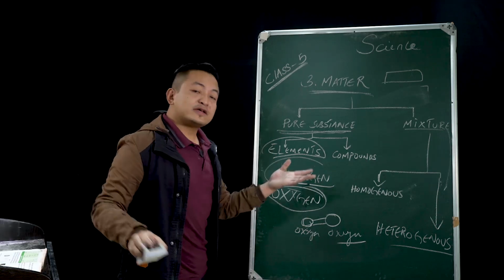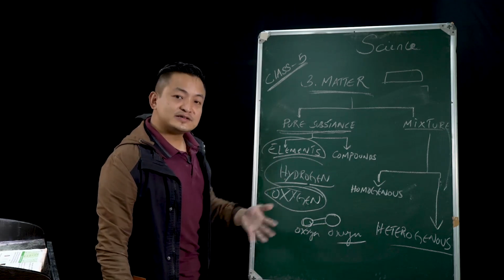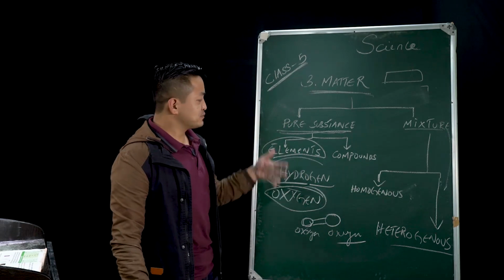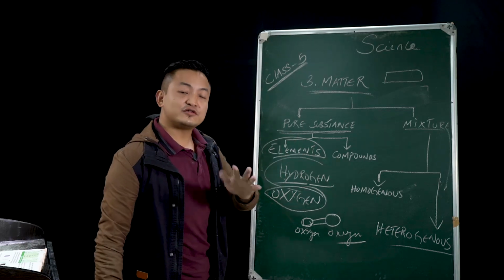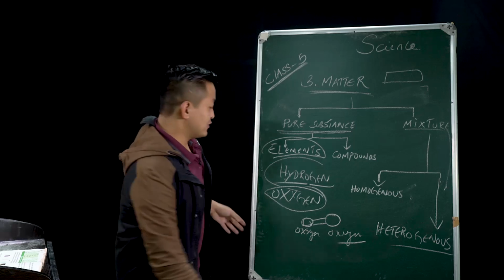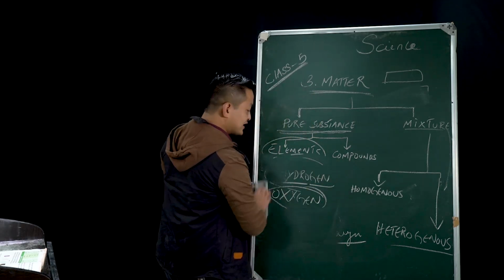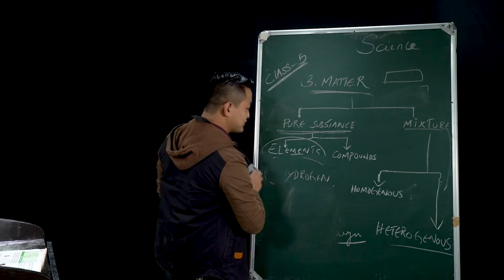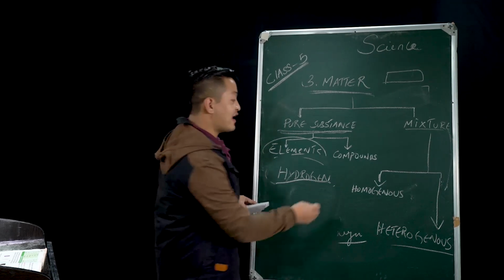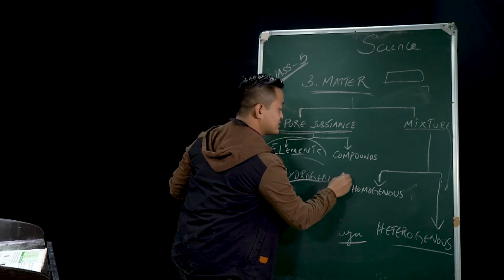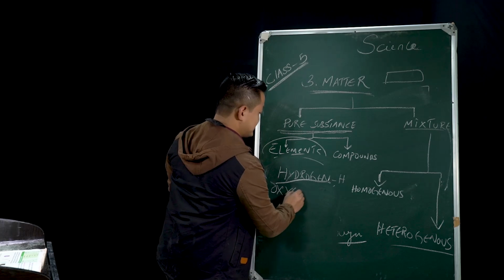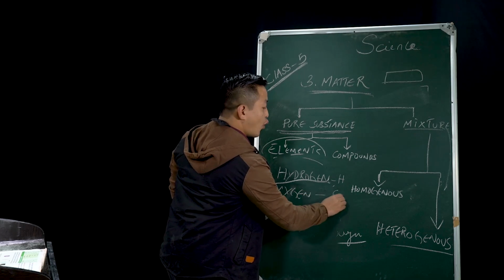And for all the elements, there is a symbol. To make it easier for you to write, to study, there is a symbol. So there are around 10 symbols given in your textbook. I'll show you some examples. Clear? Okay. So hydrogen, the name of the element is hydrogen. The symbol will be H, okay? H. Now, what about oxygen? Oxygen, the symbol will be O.